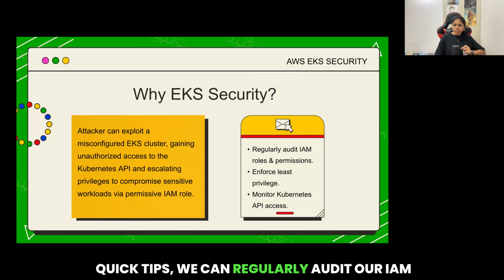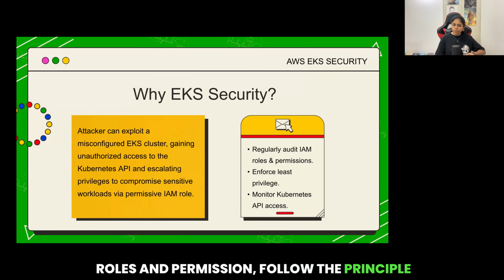Quick tips: we can regularly audit our IAM roles and permissions, follow the principle of least privilege, and set up monitoring in our cluster. So let's start with our top 10 EKS best practices. First is insecure EKS API server access. If there is a publicly accessible API server, it will allow attackers to access your cluster. That is why that API server should be behind the VPN, and we can whitelist that traffic and also use RBAC to further control or limit the permissions.